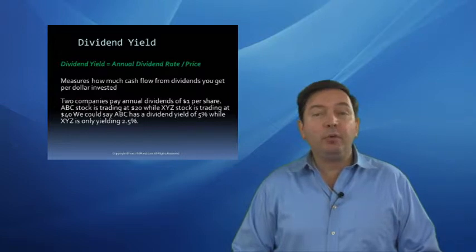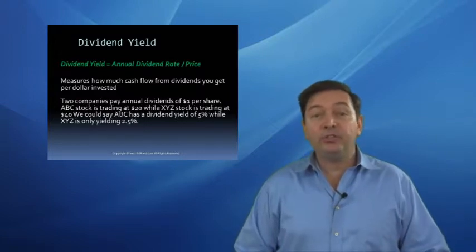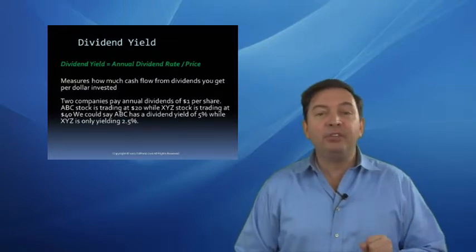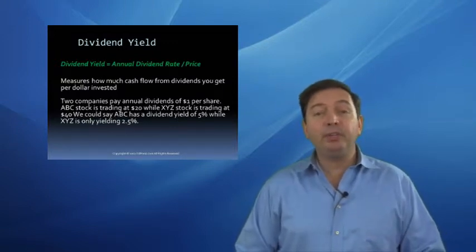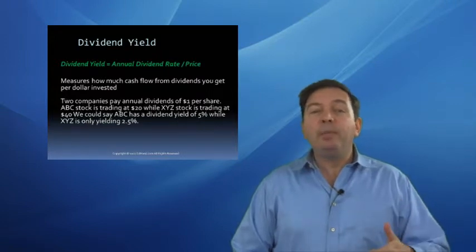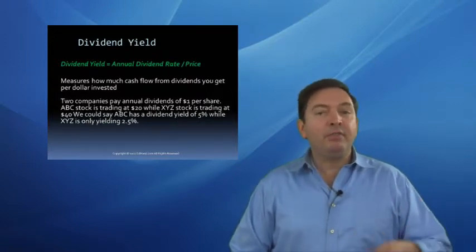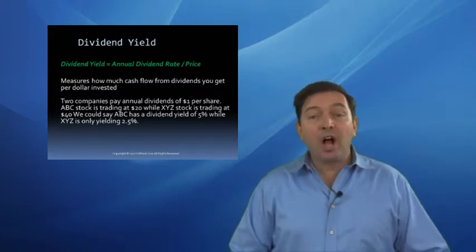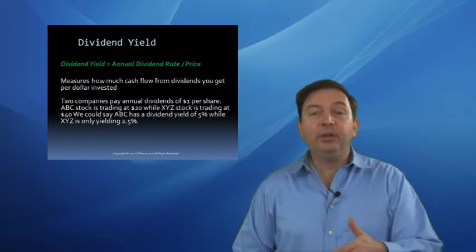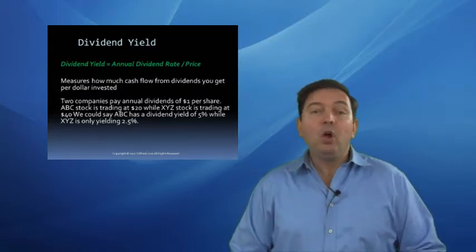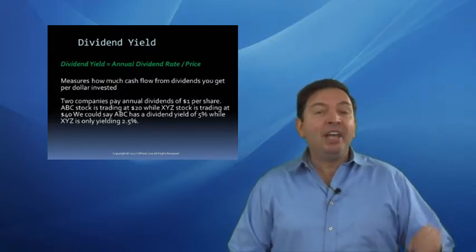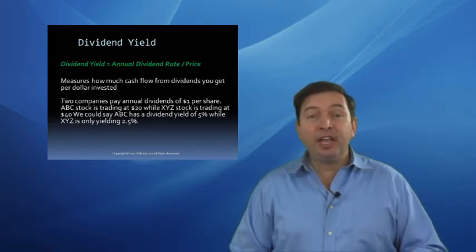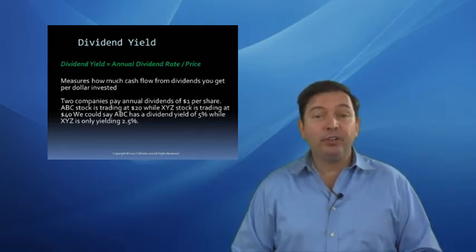It's the annual dividend rate divided by the price of the stock. This measures how much cash from dividends you get per dollar invested. So let's say two companies both pay a dividend of $1 per share every year. ABC trades at $20 and XYZ trades at $40. We could say that ABC has a dividend yield of 5%, while XYZ has a dividend yield of 2.5%.